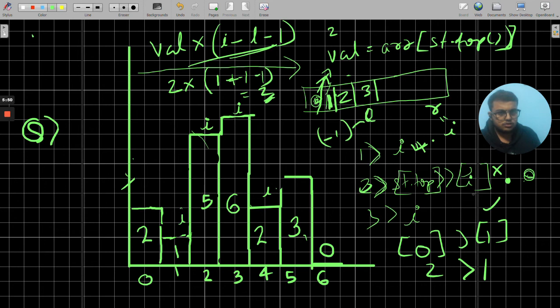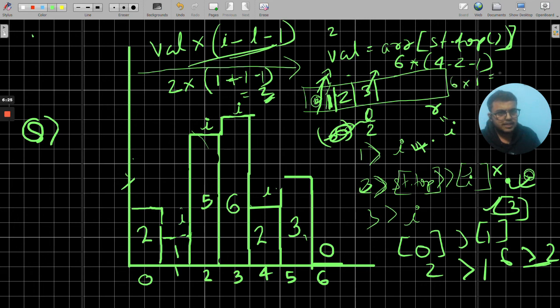So the second condition is satisfied, that is the top value, 3's value, which is 6, is greater than the current value. So now we'll be doing this calculation. First we'll be popping this out. So my val becomes 6, and my left becomes 2, that is the stack's top, and my right becomes the current I, that is 4. This will be 6 multiplied by 4 minus 2 minus 1. This will be 6 multiplied by 1, that is 6.